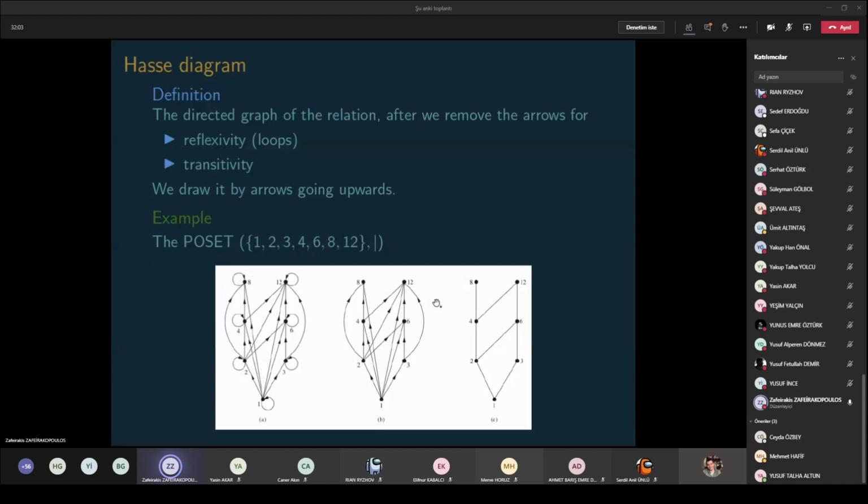And then we remove the transitivity. So for example, 3 divides 6, 6 divides 12. We don't need an arrow from 3 to 12, so we remove it. And we have this nice diagram telling us what our relation is essentially. So 1 divides everything that's above it, so everything. 2 divides everything that is above it, so 4, 6, 8, 12, etc. Do you see how it works? So this is the Hasse diagram for this poset. Okay.